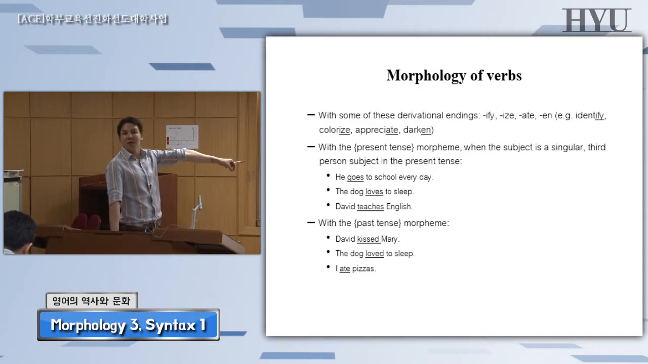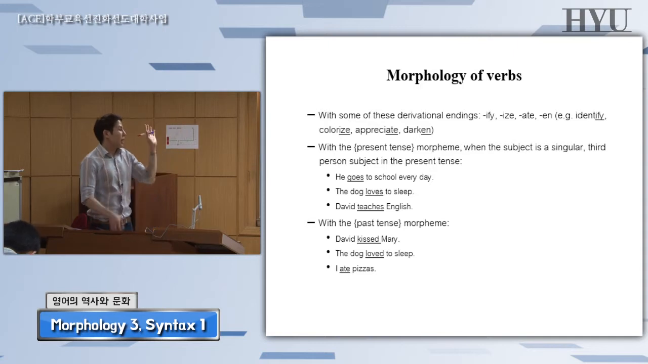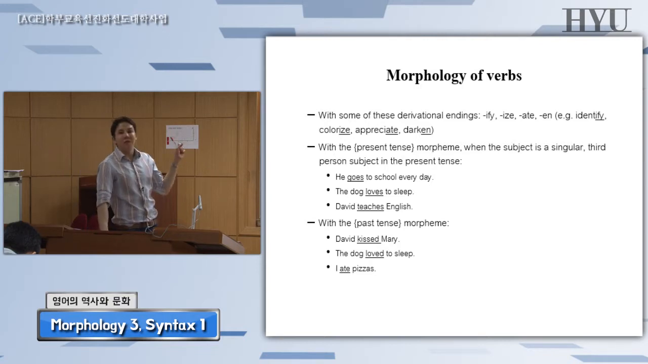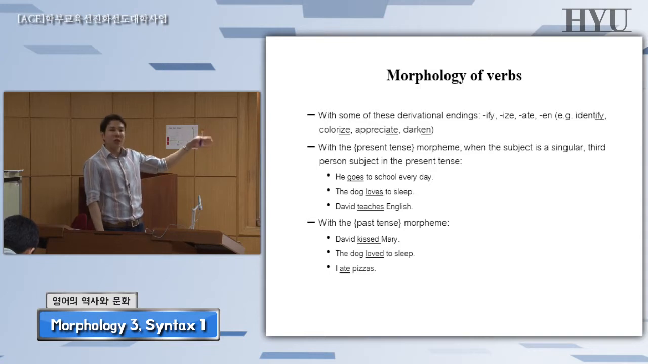And with the past tense morpheme, right? Ed, which could be pronounced as t, d, or id, right? And only verbs have tense, right? Only verbs. Nouns do not have tense. So you can use all these criteria, suffixes, as your clues, right?